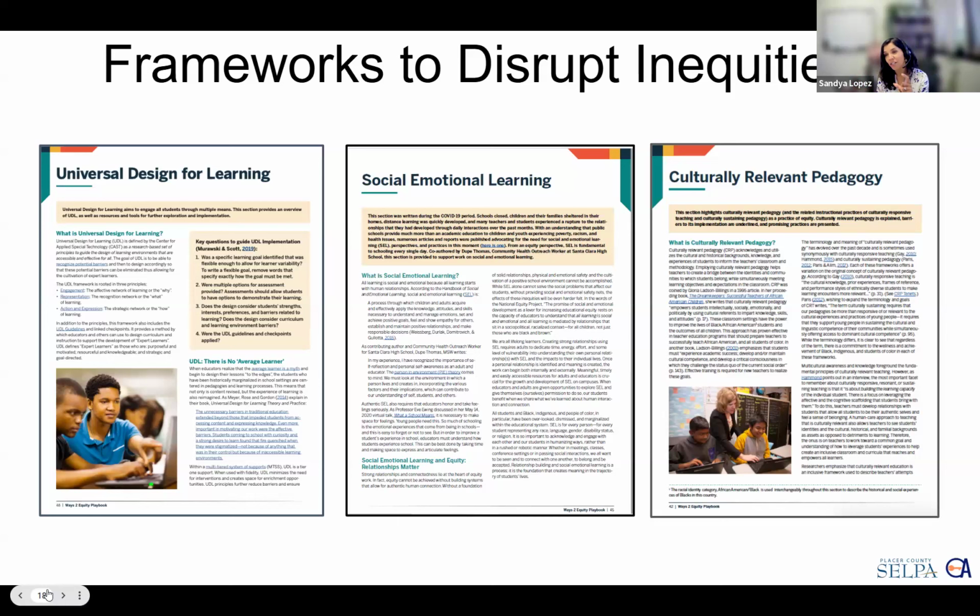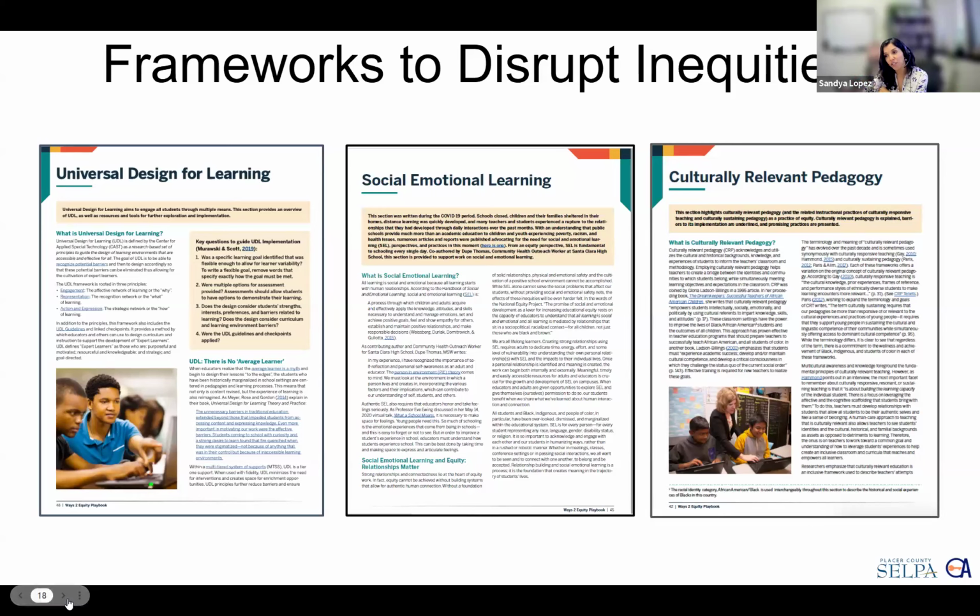There are reflection questions in each section. It's a really cool resource. Not necessarily a toolkit, but there are links to specific resources and research articles. If someone were to use this with their team or their staff, the reflection questions in each section are a great place to start.